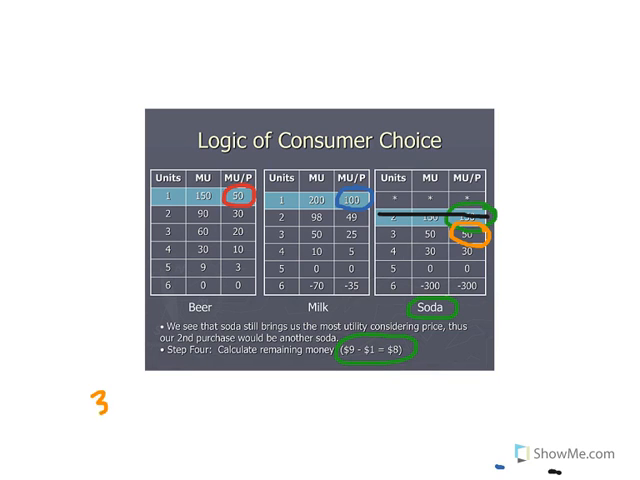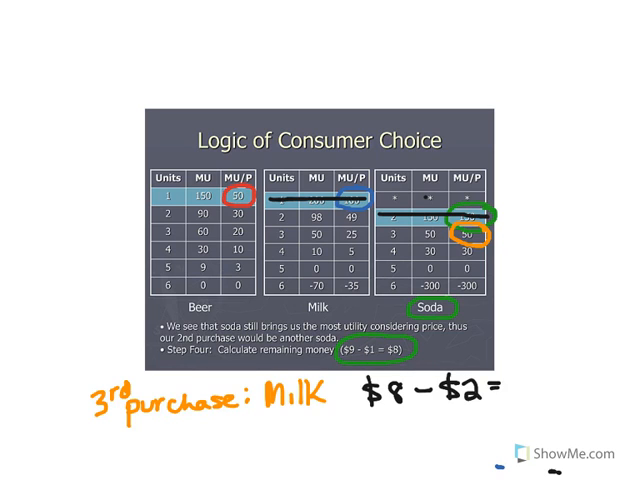So if we're looking at our third purchase, that is now when we would switch to another product. So our third purchase would be milk, because it gives us 100 utils. And of course, after we purchase that, we cross that off, and we're no longer considering purchasing that either. So again, we had our budget of $8. A milk costs $2. So we subtract $2. We would still have $6 left to spend.